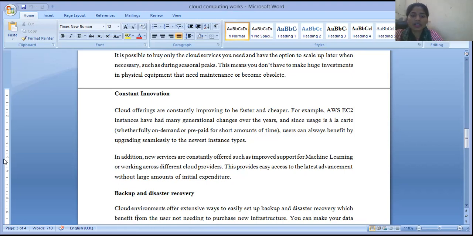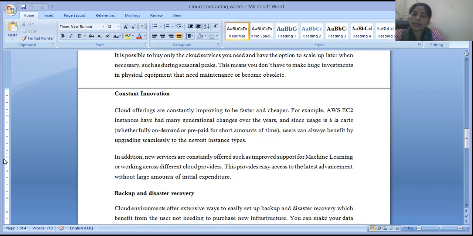In addition, new services are constantly offered to cloud customers to improve support for machine learning across different cloud providers. This provides easy access to the latest advancements without a large amount of initial expenditure. Isn't it? So constant innovation is already being done in this field of cloud computing technology, with the emergence of many more new algorithms and techniques.